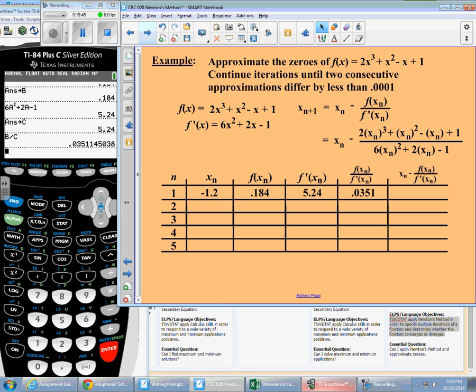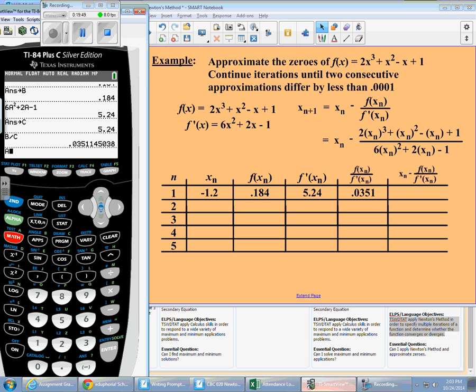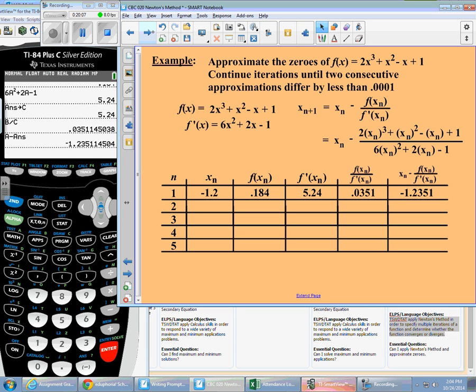And then lastly, we need the initial value, which was A. From that, we need to subtract b divided by c, which is currently sitting as the answer in the calculator. So I'm just going to hit answer. And the first iteration of Newton's method yields negative 1.235, and so on.